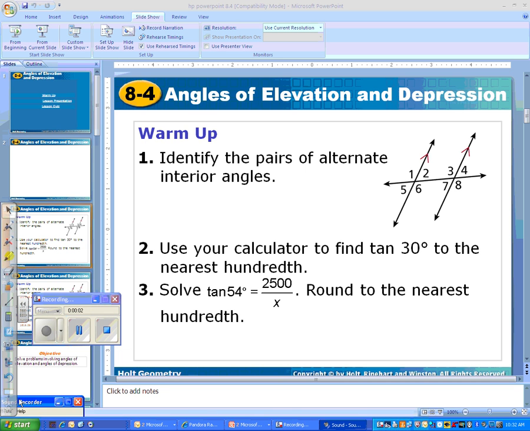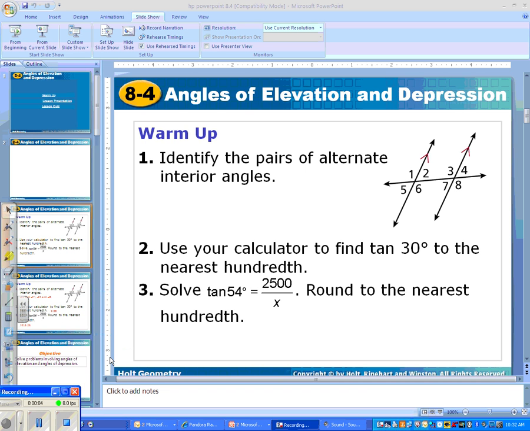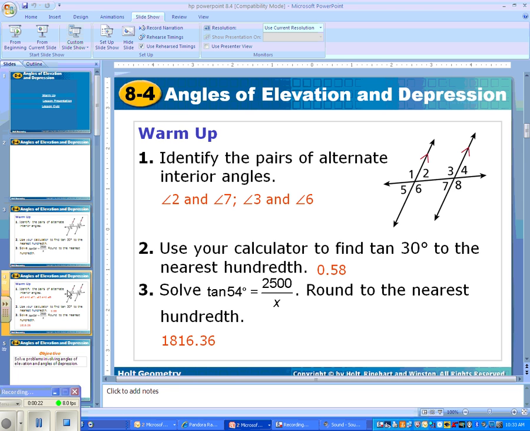Okay, 8.4, we start talking about angles of elevation and angles of depression, and we're going to use trigonometry to find out what the angle of elevation and angle of depression are. But before we do that, I want you to try these 3 questions in the warm-up, write them down, and pause the video. Here are the answers.